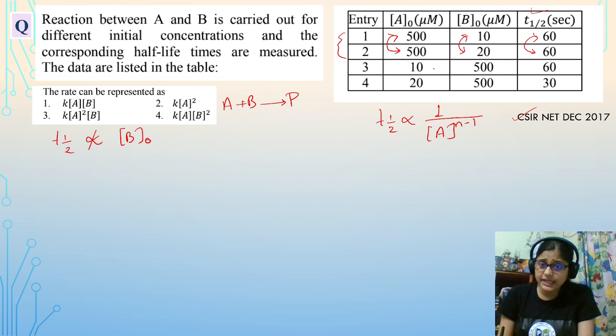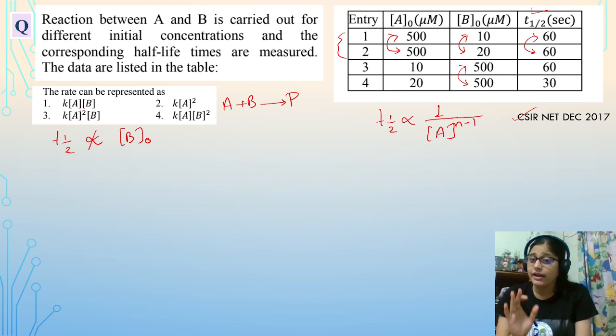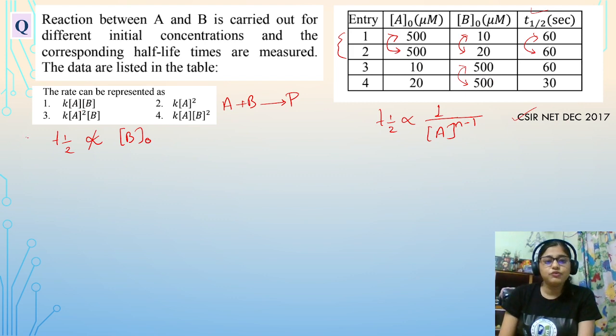But if you see that when B is constant, in data entries number 3 and 4, where B0 values are kept constant and A0 is varied, 10 it was and then 20, that time you see T half value has changed. So it is depending on A0 value. Clear? Okay. How it is depending, I will come to that. But first you have to clearly see that T half value is not depending on B0 concentration.